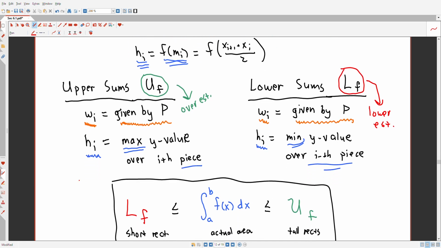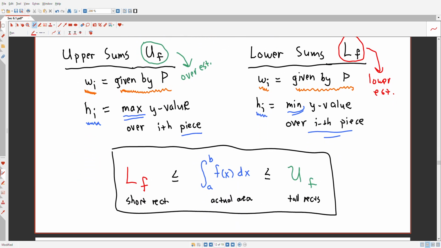And so what we're really saying is that the actual signed area, this term here in the middle, is of course trapped above by using tall upper rectangles, no matter what partition you're using, and it's bounded below by using short lower estimate rectangles.